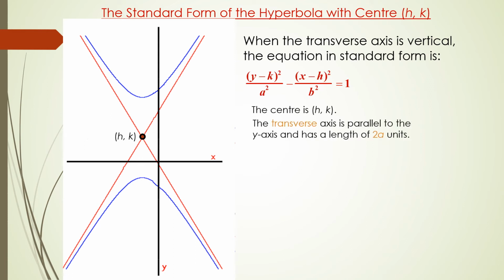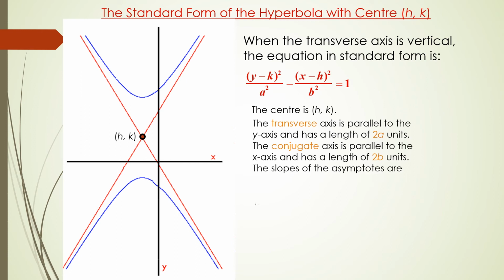Transverse axis is parallel to the y-axis. The transverse axis is parallel to the y-axis. And the conjugate axis is parallel to the x-axis, and that is 2b. So here is the transverse axis, and here is the conjugate axis.